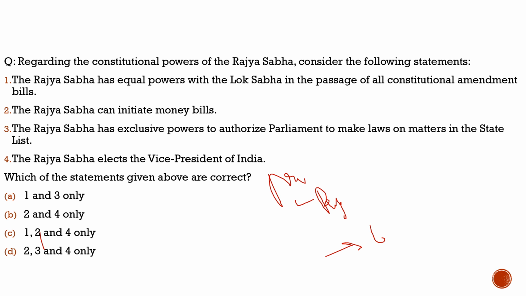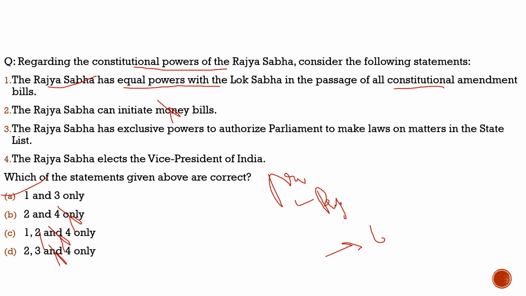The question says, regarding the constitutional powers of the Rajya Sabha, consider the following statements. First statement: the Rajya Sabha has equal powers with the Lok Sabha in the passage of all constitutional amendment bills. 100% correct. Second statement: the Rajya Sabha can initiate a money bill. Incorrect. We can eliminate options B, C, and D. We are left with options 1 and 3 only. That is the correct answer.